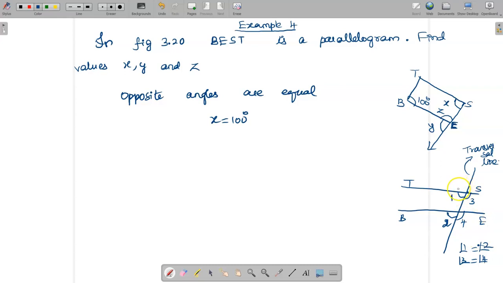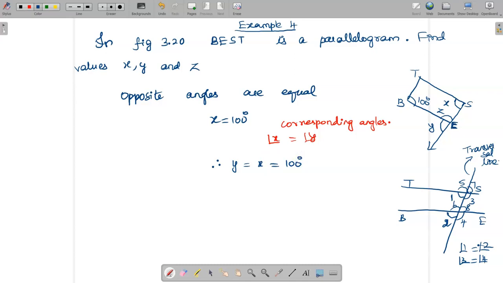Similarly, the corresponding angles 5 and 6 are equal, and the corresponding angles 7 and 8 are equal. With that rule I can easily say what the corresponding angles are here. The corresponding angles are x as well as y. So angle x and angle y are equal. Why? Because they are corresponding angles. So I can say therefore y is equal to x is equal to 100 degrees.